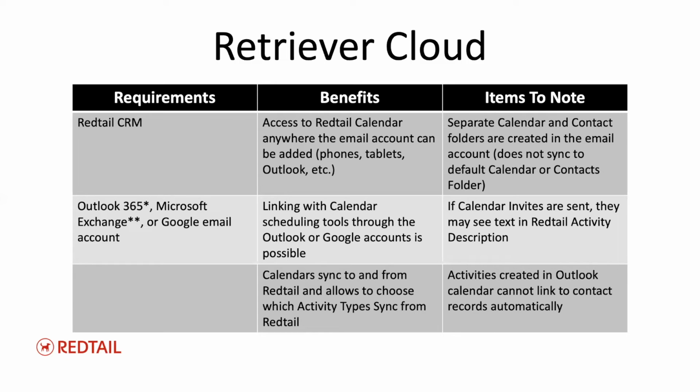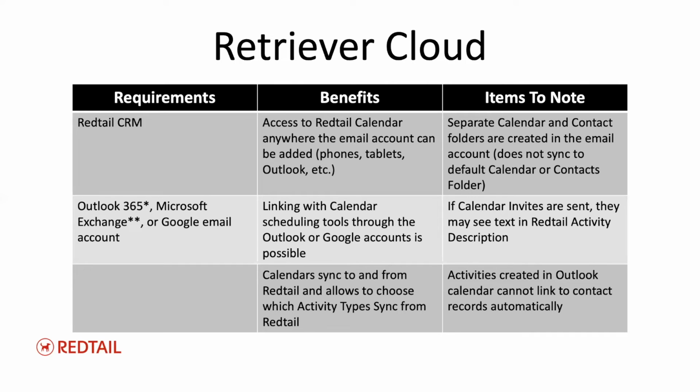Now, items to note about Retriever Cloud specifically. Once again, I want to point out, activities created in an Outlook calendar cannot link automatically to contact records. So the system is not intuitive enough to automatically link it with a contact record. Now, if calendar invites are sent, they may see text in the Redtail activity description. So if you, for example, are someone who sent out a Zoom link, or if you're a Calendly user like myself, I do find that the invitation or the bulk details of that interaction are kept in the description of the activity. And I can show you what I mean by this when we jump into the CRM.